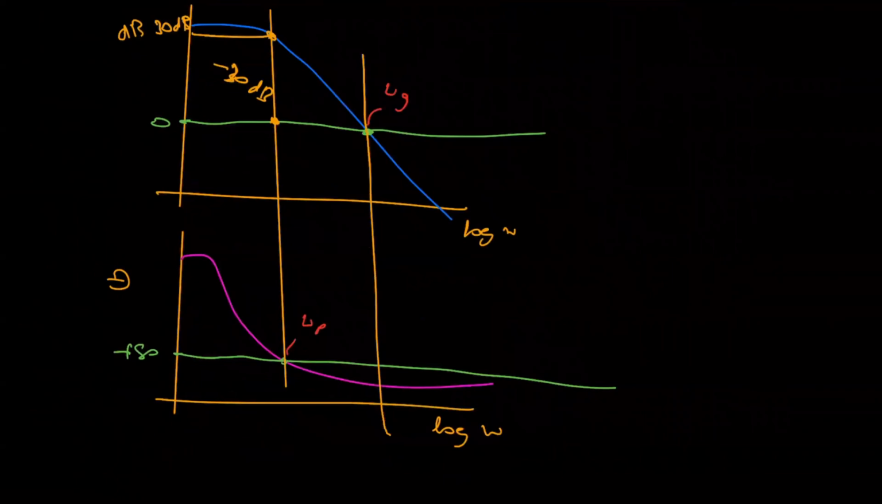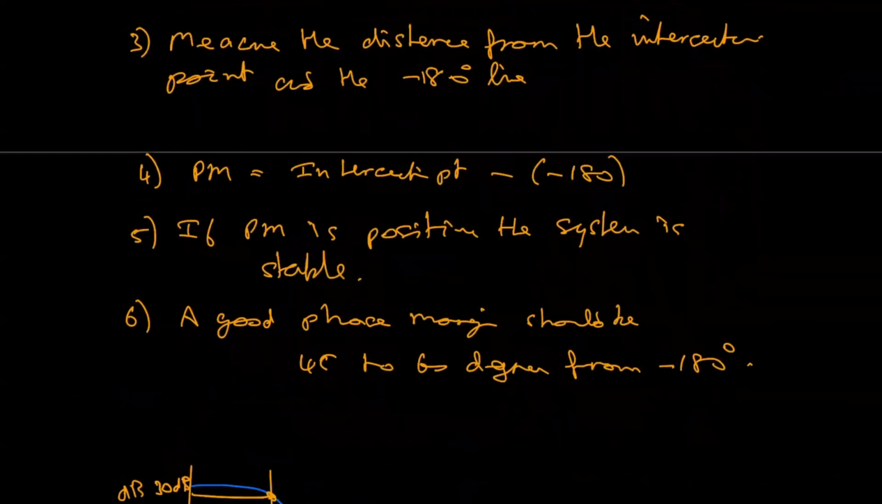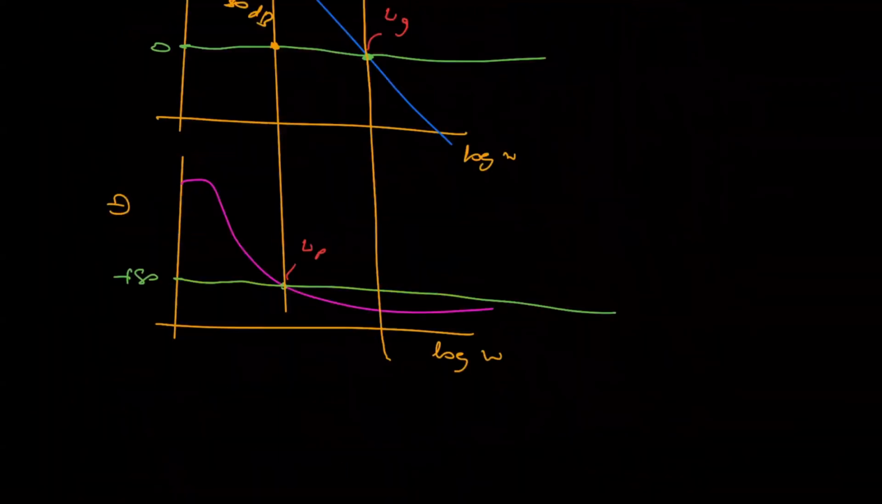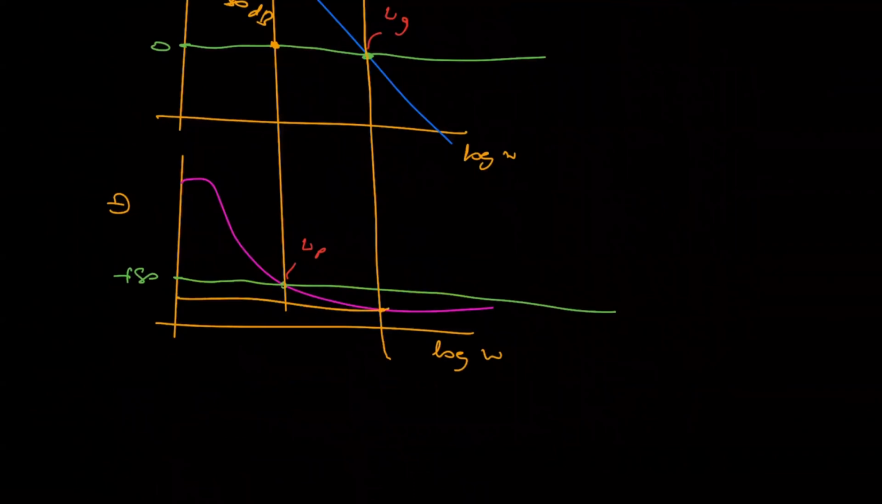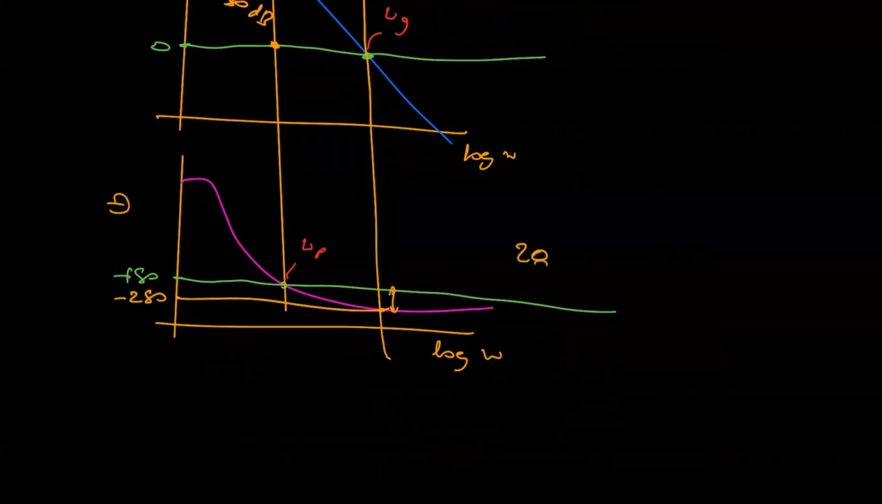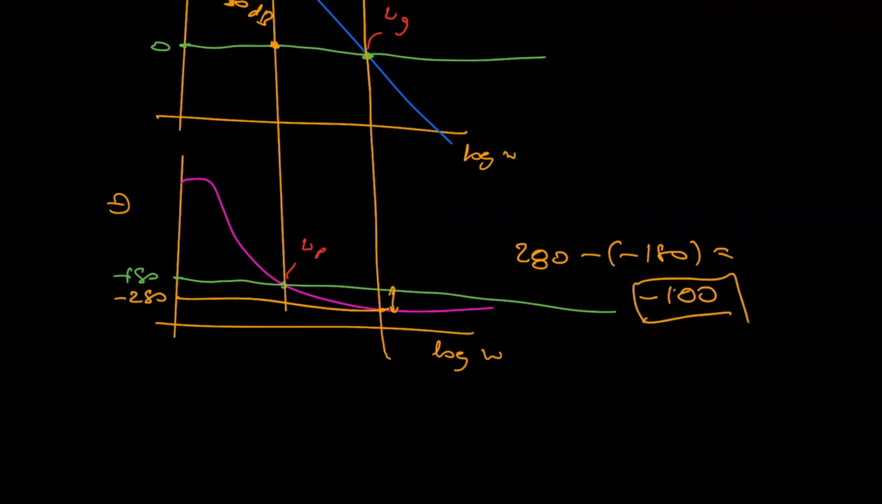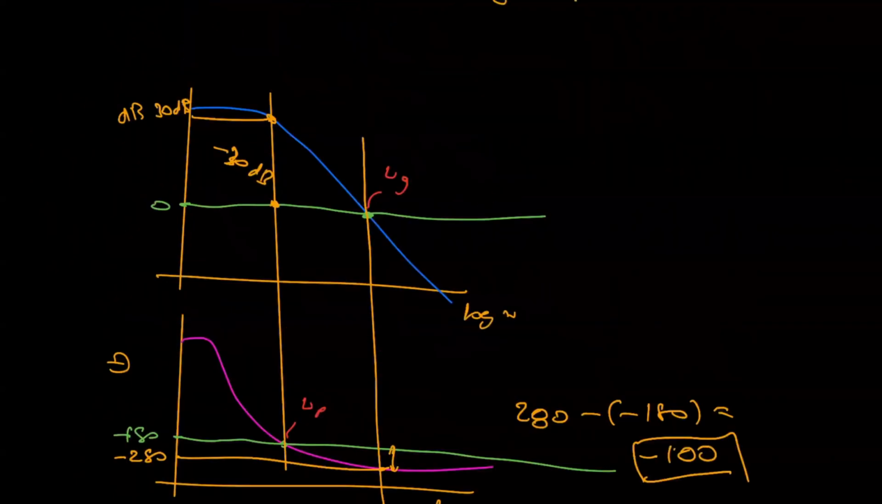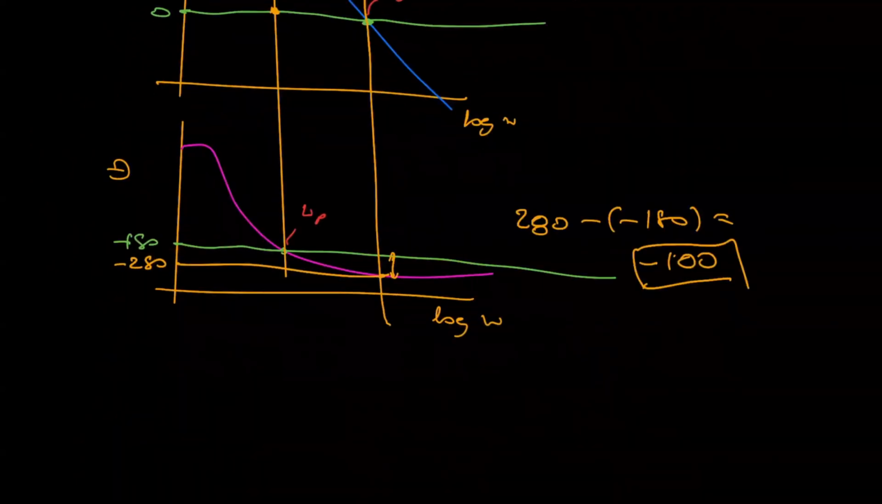The phase margin. What was this? This was the intersection point minus 180. Let's say, just for the sake of argument, it was minus 280, because it'll make the arithmetic easy. Then it was minus 280 minus minus 180, which equals minus 100. Again, that's bad. That's negative as well. And that's how you do it.